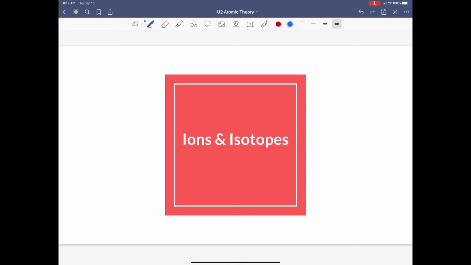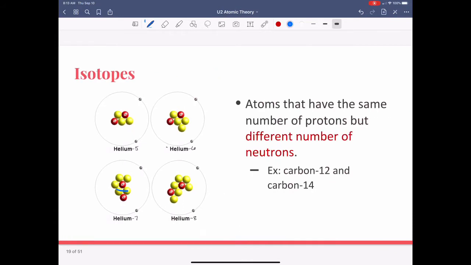After last class, hopefully we all feel confident with the particles of the atom, the protons and neutrons and electrons, and how they come together to create your mass, and also the difference between your mass number and the average atomic mass. Now that we've got a good understanding of that, we're going to move into ions and isotopes, so changing around some of those particles. So first, let's take a look at isotopes.